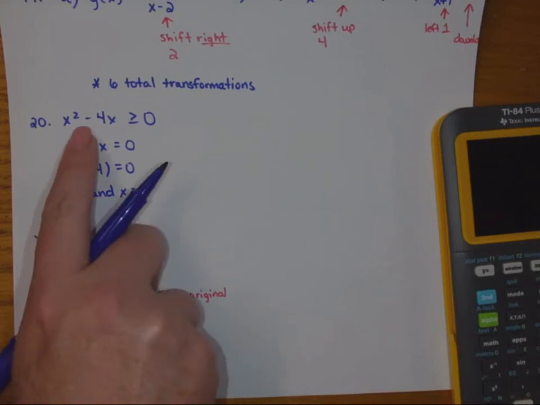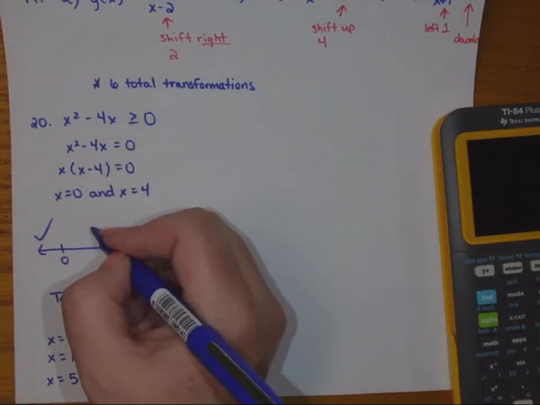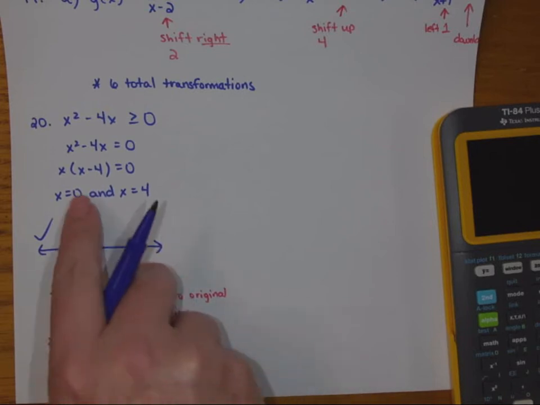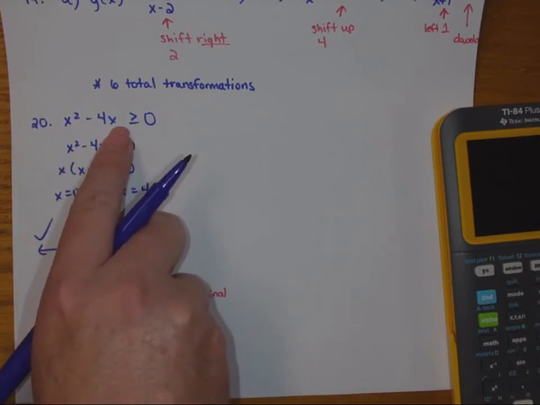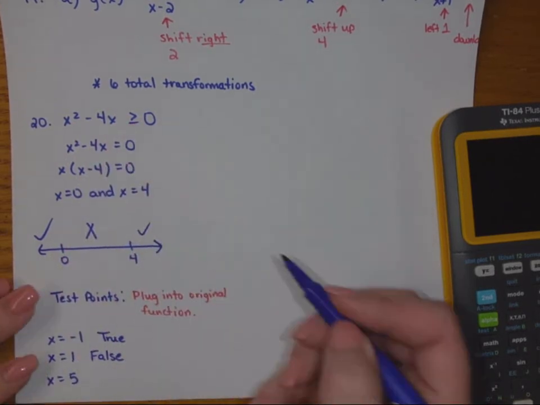But when you plug in 1, you get 1 take away 4, which is -3. That is not greater than 0, so that's a no. So I'm not showing quite all the work that I did in class. You'll need to look back at your notes for that. And then lastly, if you plug in 5, you're going to get 25 minus 20, which is 5, and that is bigger than 0, so we're good there.